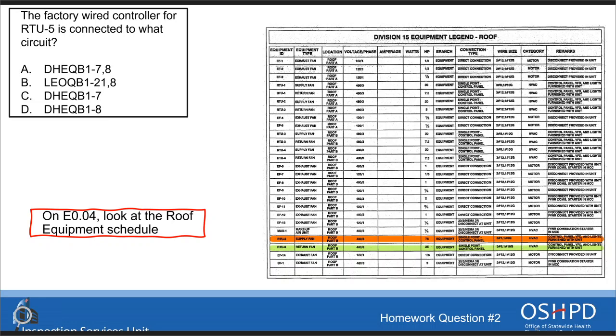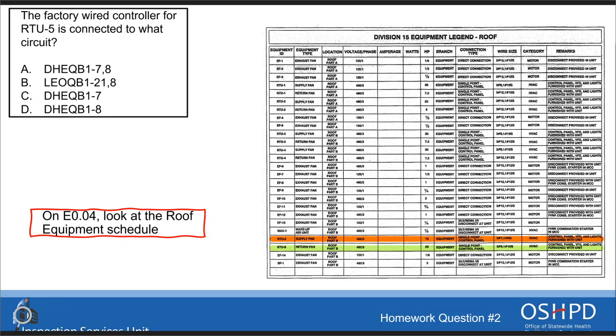And by looking at the schedule as well, and then the circuit in the panel board, it shows that the RTU5 has 2 circuit information, and that is the 7 and the 8. So there are 2 locations confirming 7 and 8. One is the floor plan, and one is the panel.